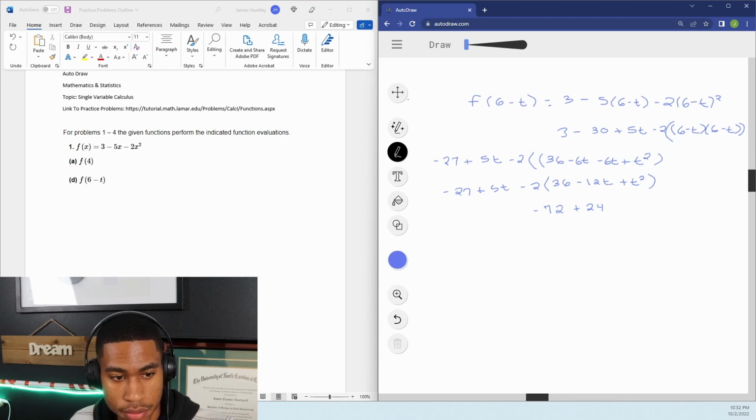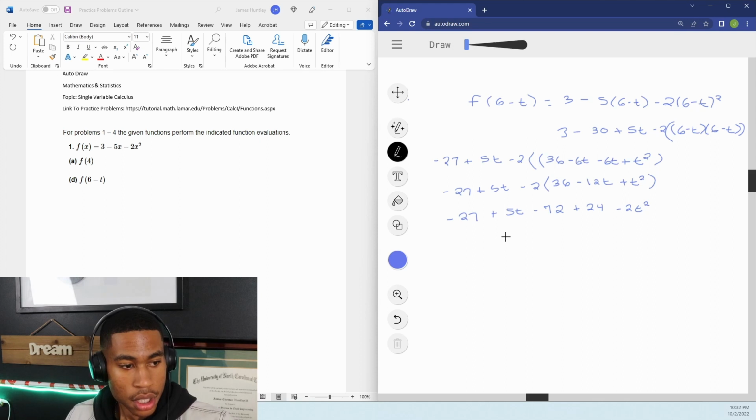All right, and then minus 2t squared. All right, let's get rid of some of these values. All right, so you got negative 27. Hopefully I carried those. Yeah, I didn't. I missed something. Missed a t there. Okay, so negative 27. I got a negative 72.